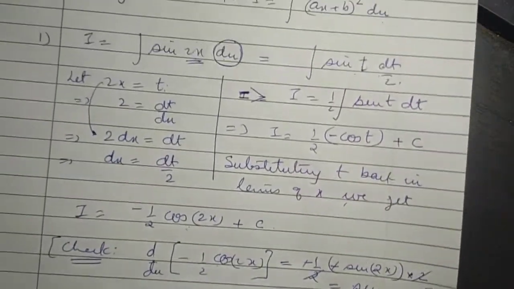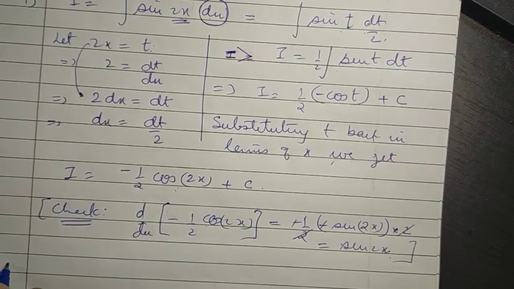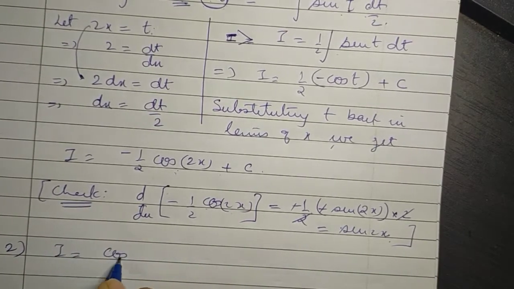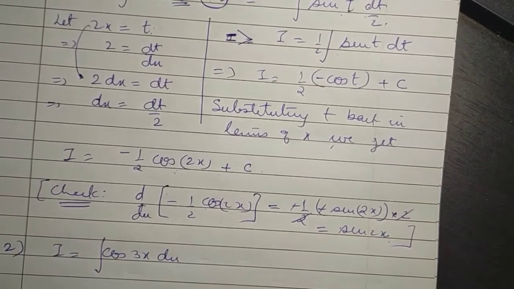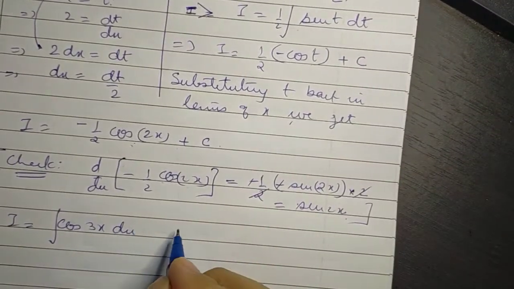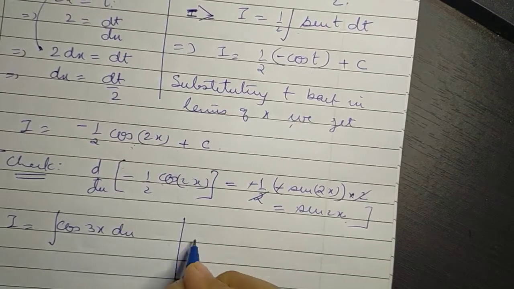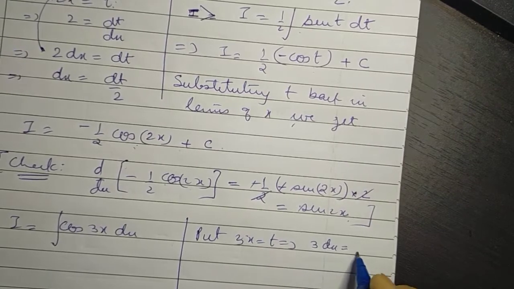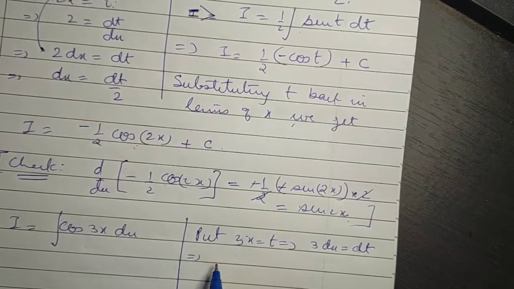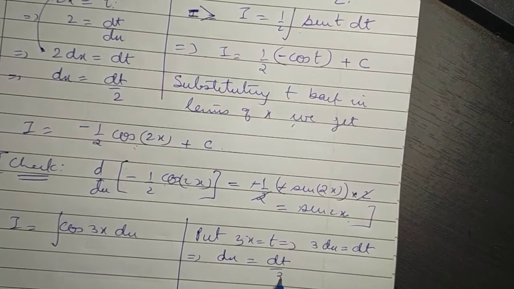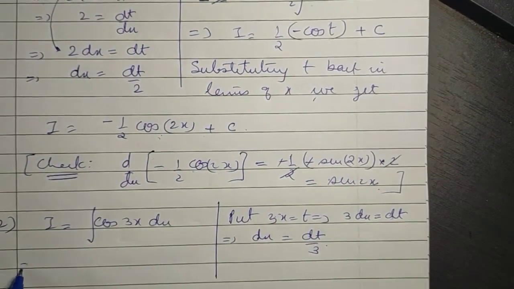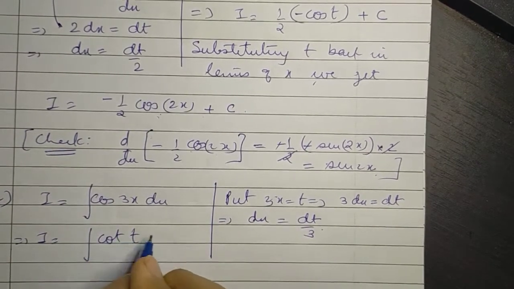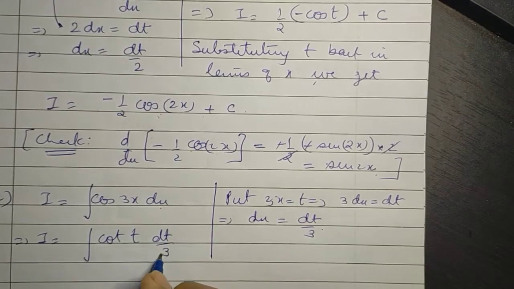Similarly, let's take up the next question, question number 2. It says I is equal to integral of cos 3x dx. You can use substitution, that is, put 3x equal to t, which gives us 3 dx is equal to dt, which gives us dx is equal to dt by 3. Substituting, we get I is equal to integral of cos t, and in place of dx, we will write dt by 3.